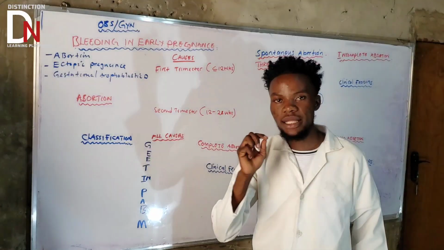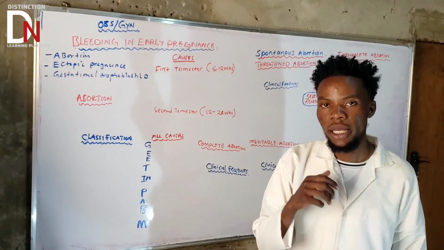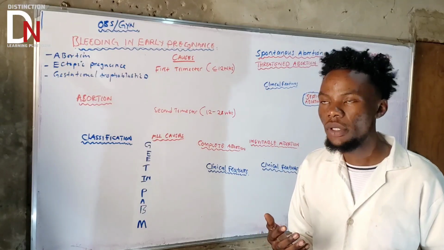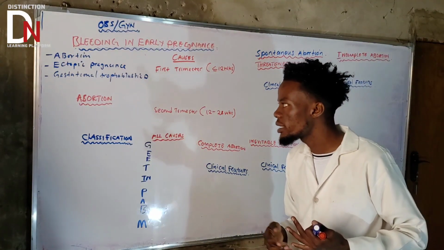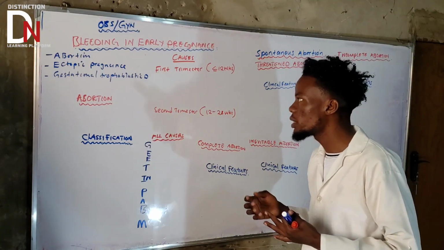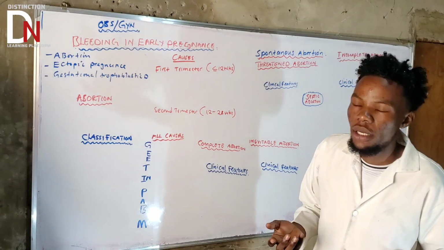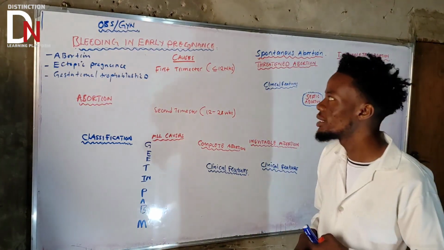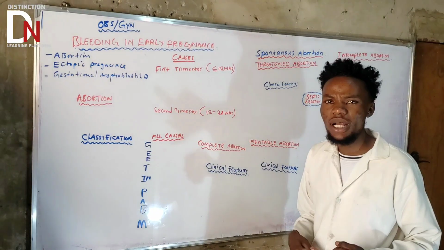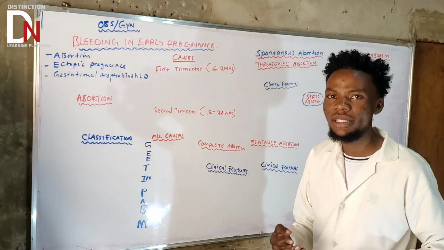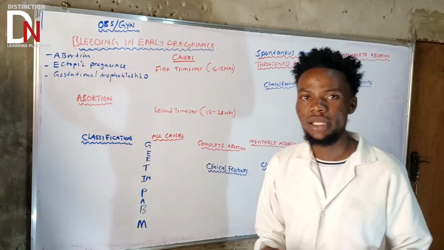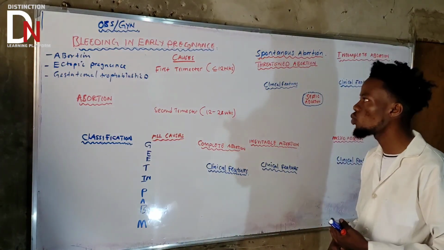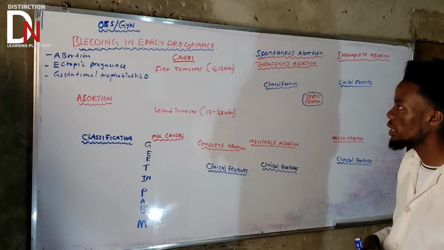But there are other cases where bleeding is happening, not because of the pregnancy but because of something else. Those not related to pregnancy, like cervical cancer or vaginal cancer, or maybe a laceration in the cervical region or a vaginal laceration, can also lead to bleeding in early pregnancy.